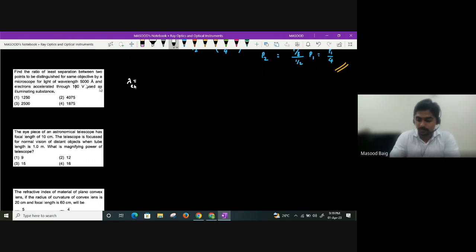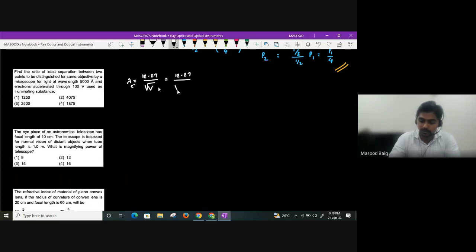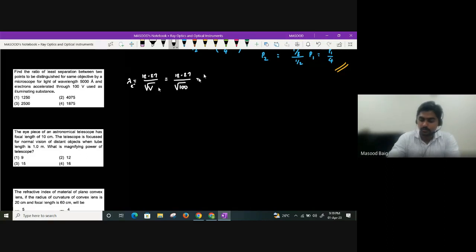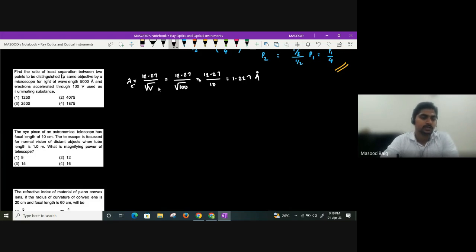Basically, de Broglie wavelength for electron will be given as 12.27 divided by root V, guys. This you will get in angstroms again. So here this will be 12.27 divided by root 100. So I'm going to get it as 12.27 divided by 10, which will be 1.227 angstrom. Okay. So find the ratio of least separation between two points to be distinguished for same objective lens by a microscope for light of wavelength 5000 angstrom and electrons accelerated through 100 volt.